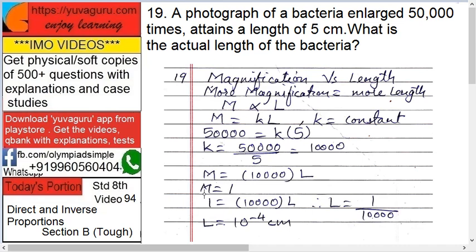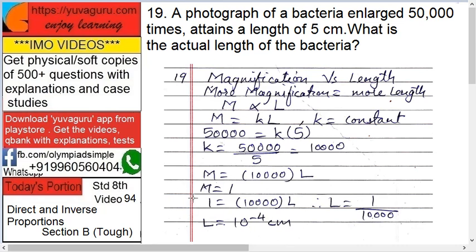Now we want, if magnification is instead of 50,000 times, if it is 1 time, then what? Therefore 1 equals 10,000 into L. Therefore L equals what? 1 upon 10,000. But what is 10,000? 10 raised to 4. So you take this 10 raised to 4 above in the numerator, it becomes 10 raised to minus 4. So actual length is 10 raised to minus 4 centimeter.